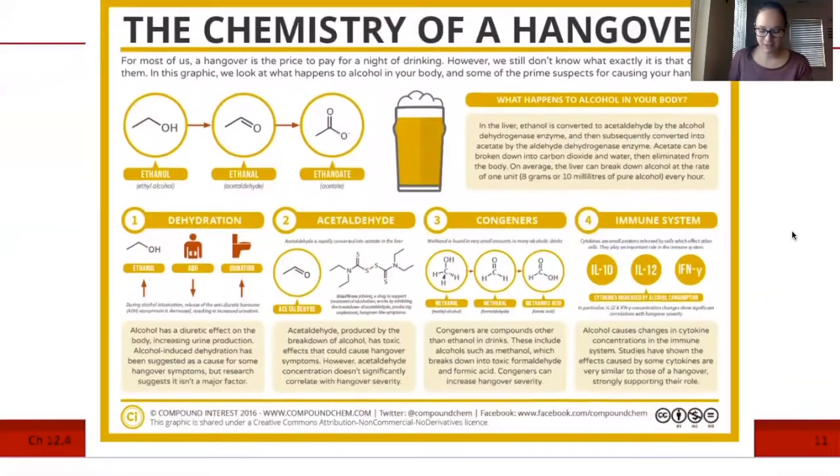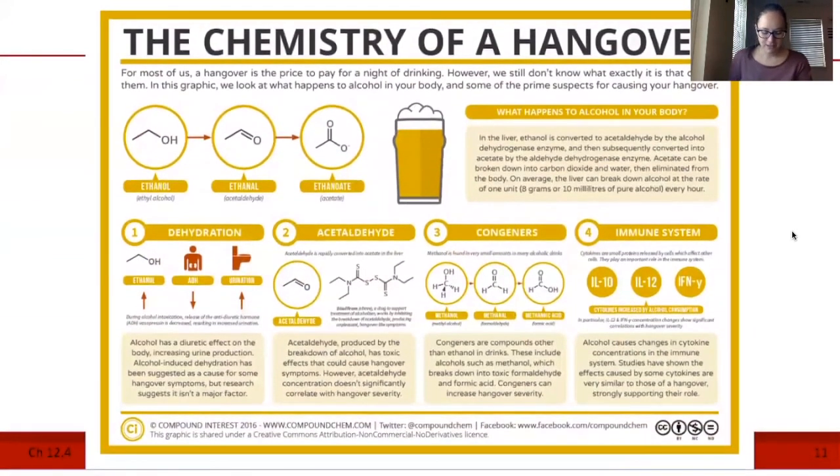There's also this fun infographic from Compound Interest that talks about more of the chemistry and what other components go into a hangover. I'm not going to talk through these specifically, but you guys are welcome to read it on your own. So that's our little aside about how oxidation affects us in our everyday lives and you as crazy college students.